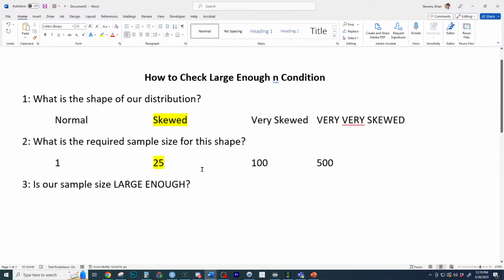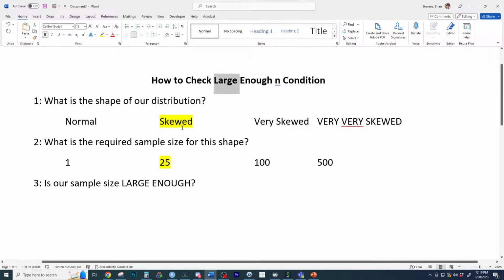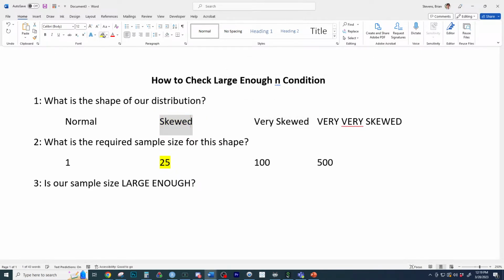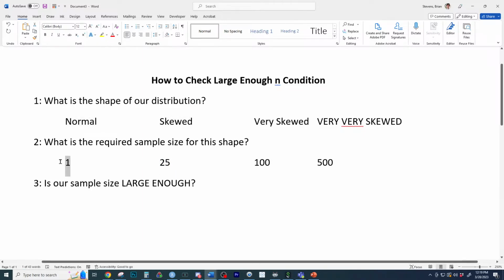And it's important to understand the condition, why it's called large enough. You have to look at the shape of it, which is the first thing we talk about. If it's normal, then you only need a sample size of 1. If it's skewed, a sample size of 25. If it's very skewed, a sample size of 100. And when it's very, very skewed, you could need like 500.